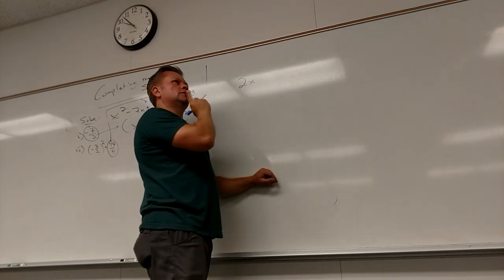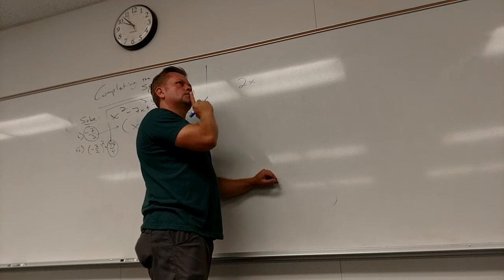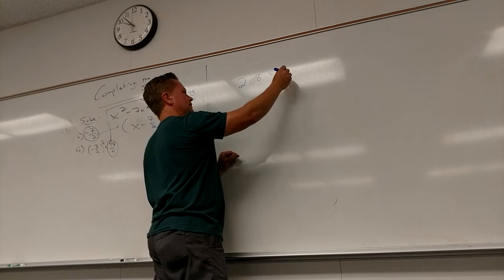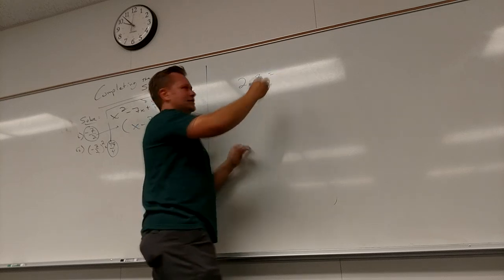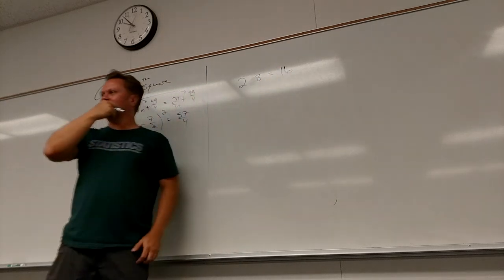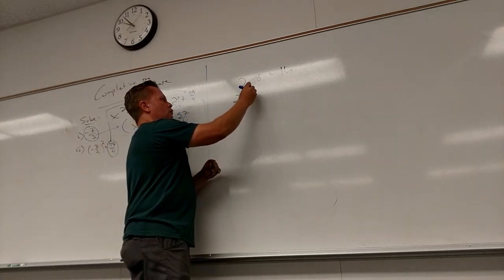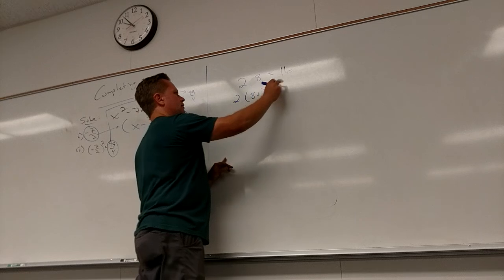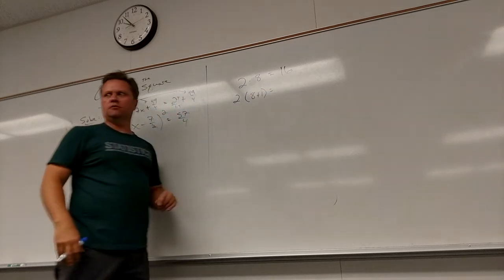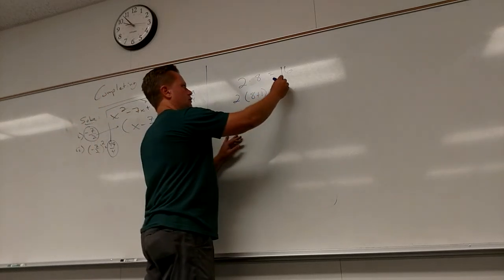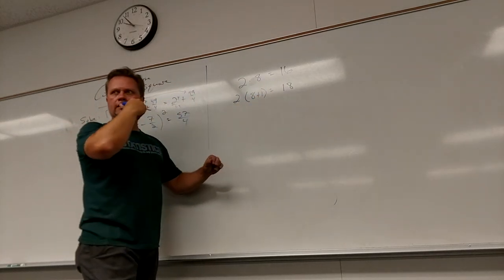Let's do this. 2 times 8 is 16. Ooh, look at that. That's the answer. If I add 1 to 8, does that go up by 1? No. What do I get? 18. I like it.